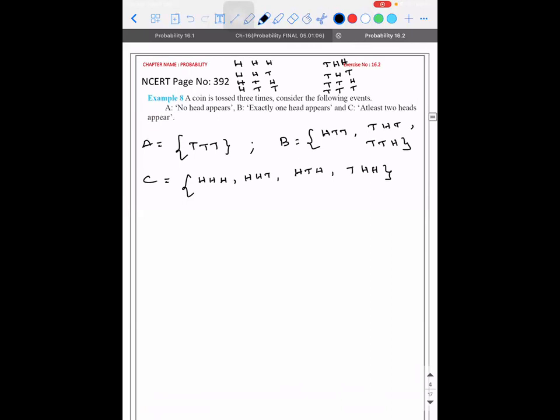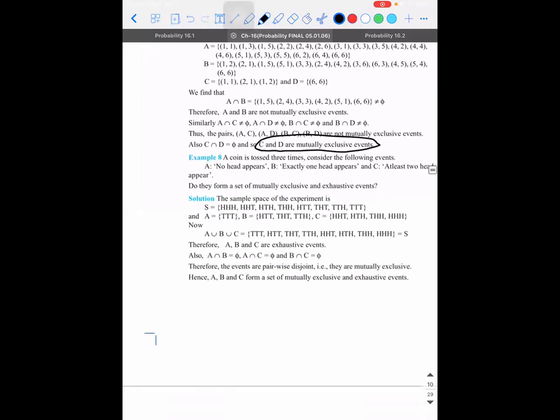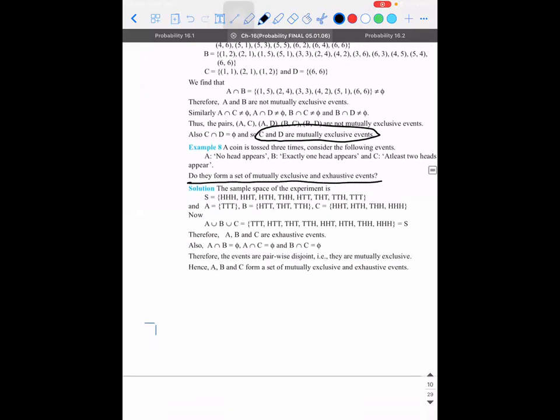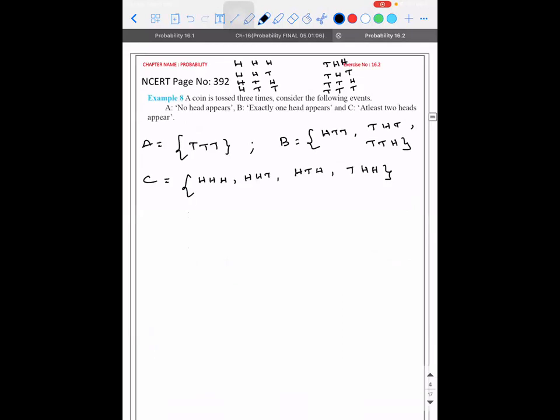So what are they asking? What do they want us to find? Do they form a set of mutually exclusive and exhaustive events? What about A and B? They are mutually exclusive, but not exhaustive. Actually, the question, if I'm not wrong, is asking about all 3 sets put together, but I'm doing the individual analysis also for understanding.